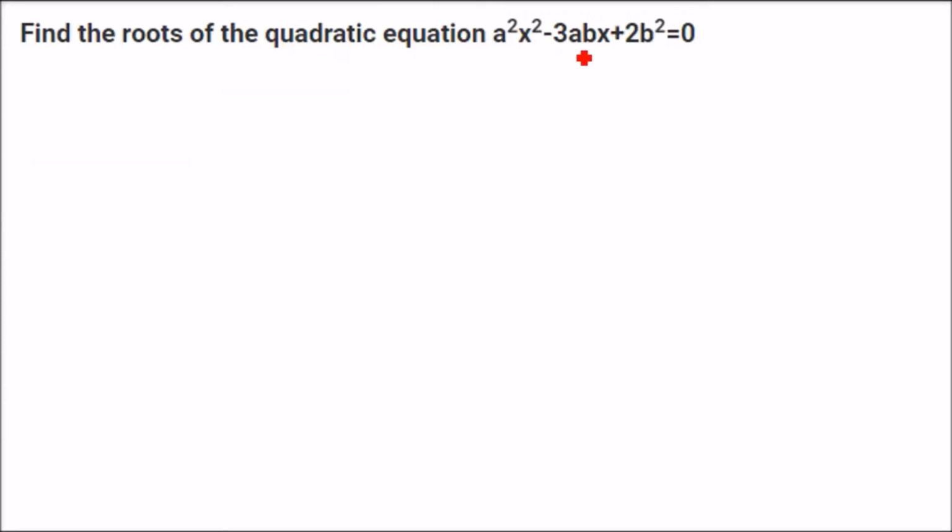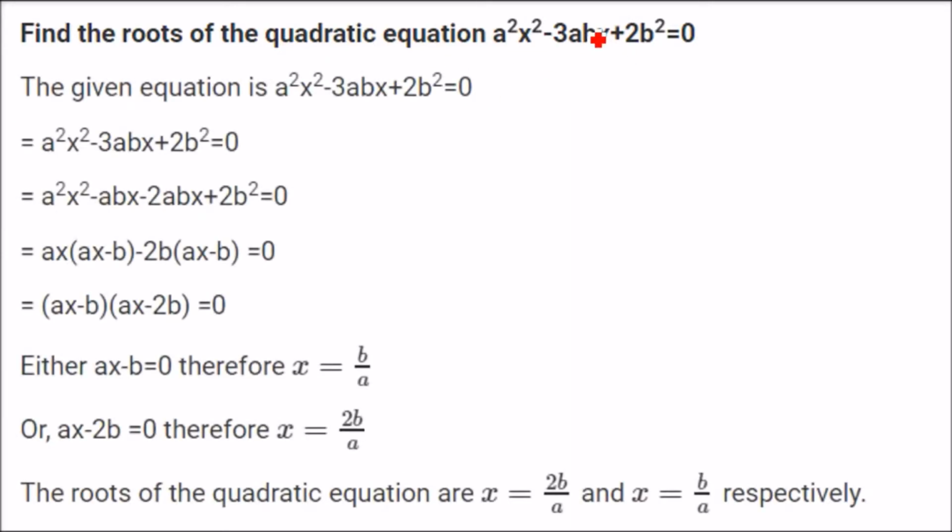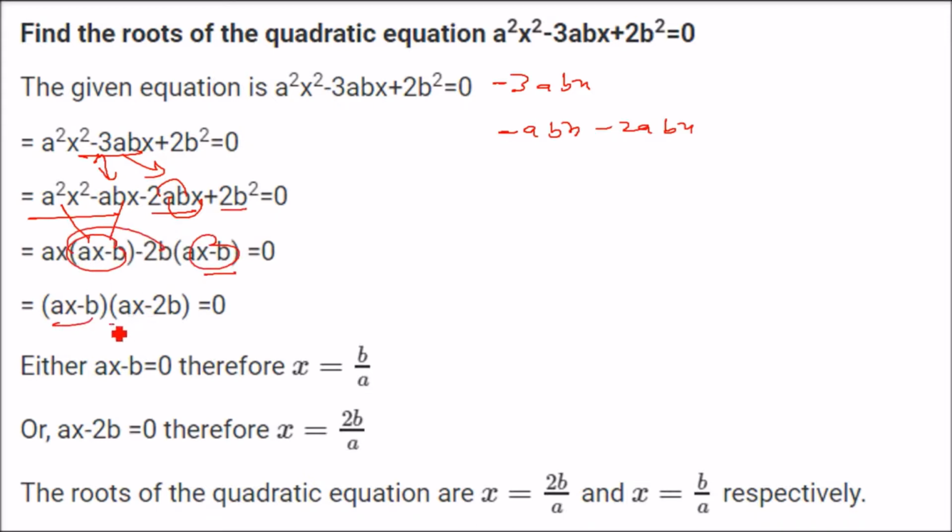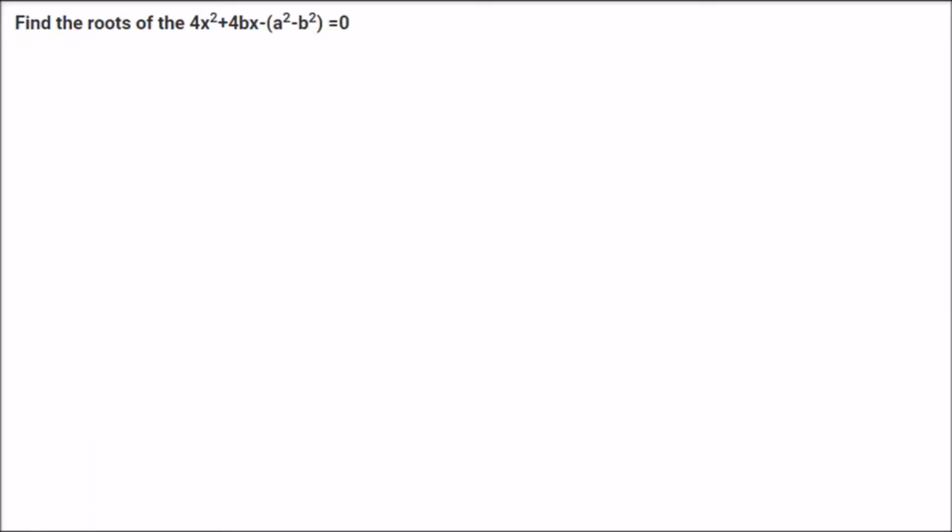Now a square x square minus 3abx plus 2b square. What you can do here is minus 3abx can be written as minus abx minus 2abx. So this is exactly what we have done. Now take ax common from here, ax minus b will remain. Take 2b common from here, ax minus b will remain. So this ax minus b now you can take common. This ax minus 2b will remain. So this equal to 0, x will be equal to b by a. This equal to 0, x will be equal to 2b by a. So these are the roots of this equation.